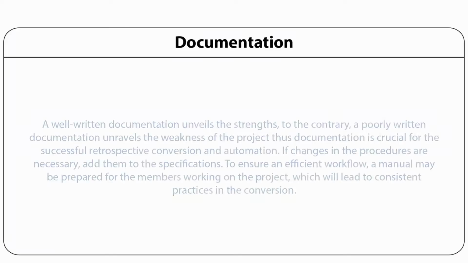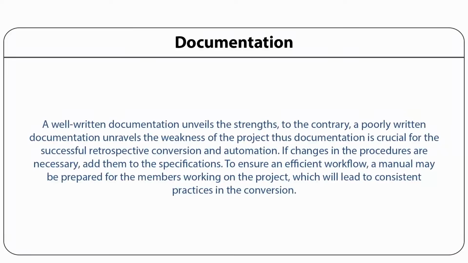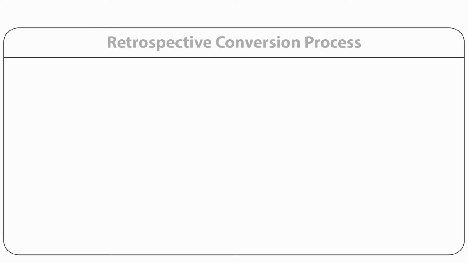Documentation. A well-written documentation unveils the strengths. To the contrary, a poorly written documentation unravels the weakness of the project. Thus, documentation is crucial for the successful retrospective conversion and automation. If changes in the procedures are necessary, add them to the specifications. To ensure an efficient workflow, a manual may be prepared for the members working on the project, which will lead to consistent practices in the conversion.